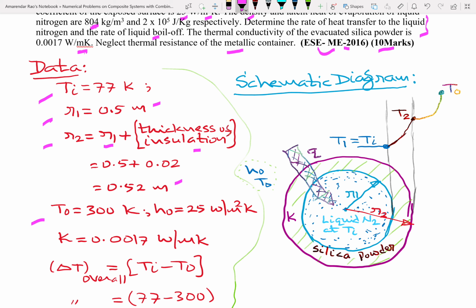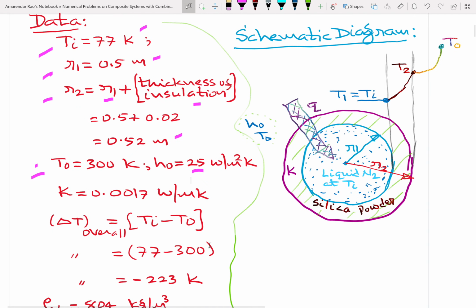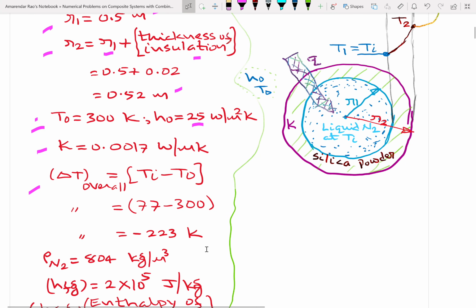Then outside temperature is 300 Kelvin. Since both Ti and T0 are in Kelvin, there is no need to have any conversion. Then h0 is 25 watts per meter square Kelvin. And thermal conductivity of the evacuated silica powder, you can see, is extremely small because of evacuation, because of the air gap. Thermal conductivity is enormously reduced, and del T overall is Ti minus T0 as it is. So 77 minus 300, which is going to be minus 223 Kelvin.